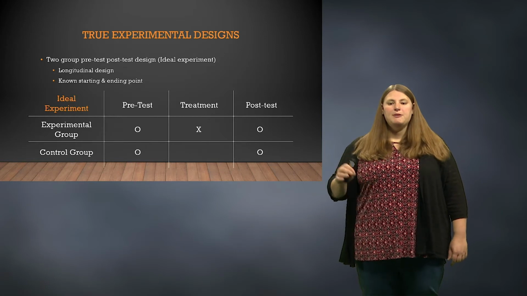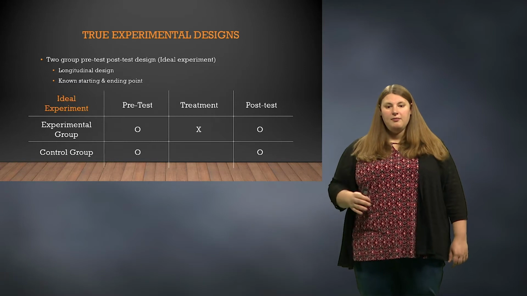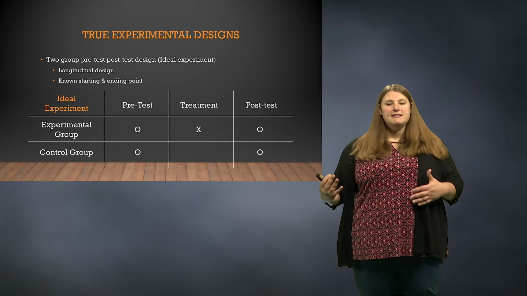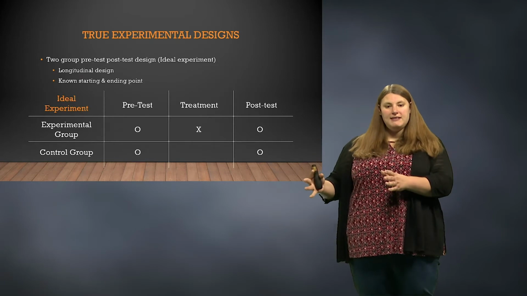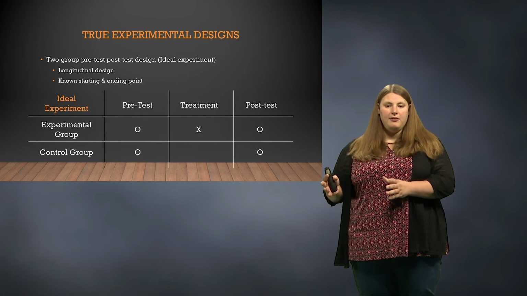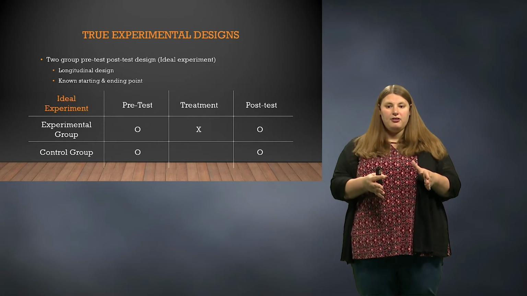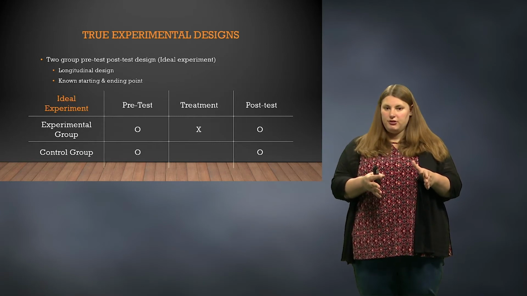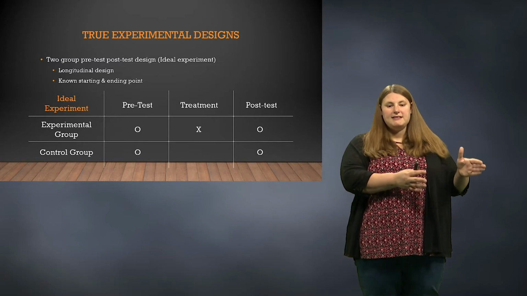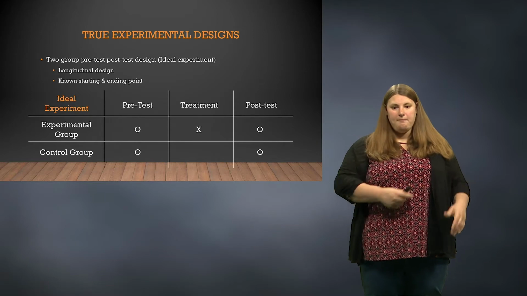And finally, we're going to put an O in the post-test column for both the experimental group and the control group again. So what this design is telling us is that everyone in the sample is tested for the presence and the level of the dependent variable. Then the experimental group gets the treatment, the control group does not. And then everyone in the sample is tested for the presence and the level of the dependent variable again.